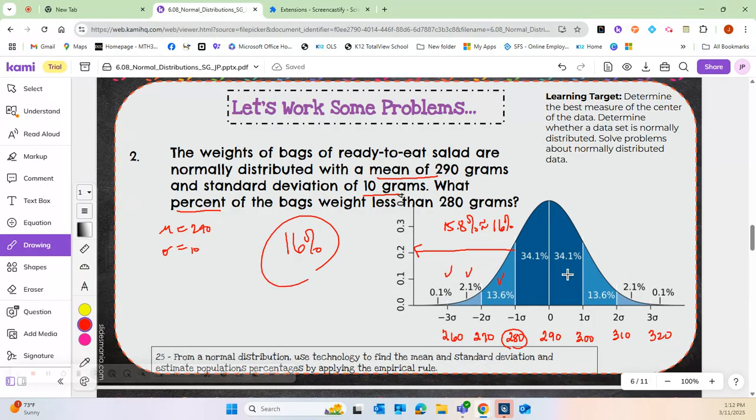So those first 2 problems are asking you to label your curve with the mean and the standard deviations to the right and the standard deviations to the left, and then find the percentages that match with the question. So number 1 and number 2 are both asking for percents.